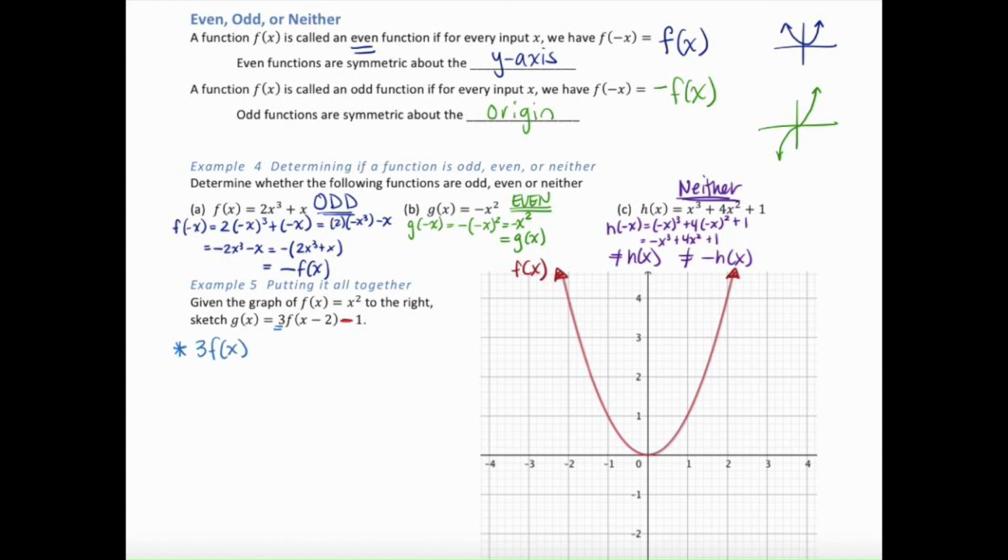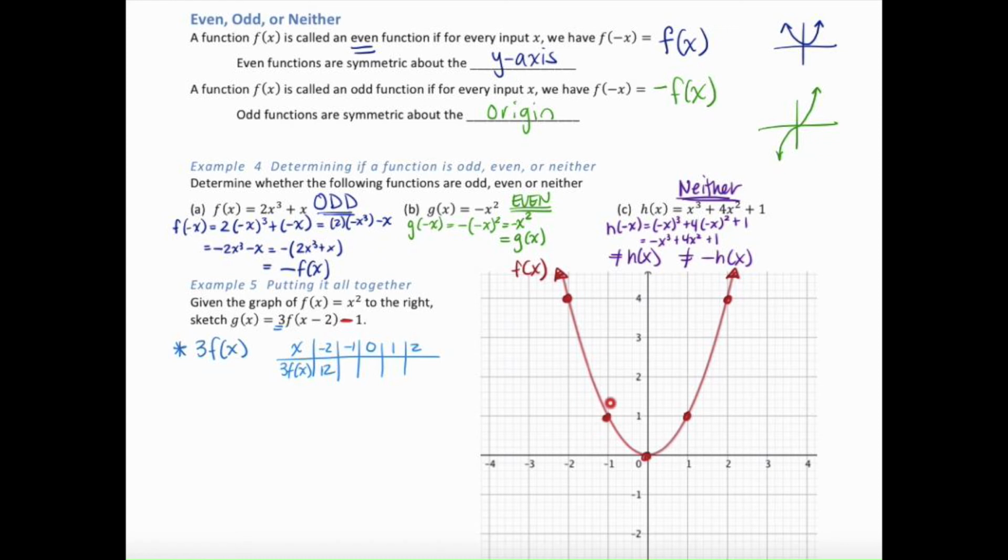Let's find some points here. Here's 0, 0, 1, 1, 2, 4, and negative 2, 4. Now let's examine what happens to each of these, and we can do this by just quickly sketching out a table. So here's x and 3f of x. And let's do these key points, negative 2, negative 1, 0, 1, 2. At negative 2, our original function of f of x outputs a 4, and then we multiply that 4 by a 3 to get 12. So that will not be visible on our graph.